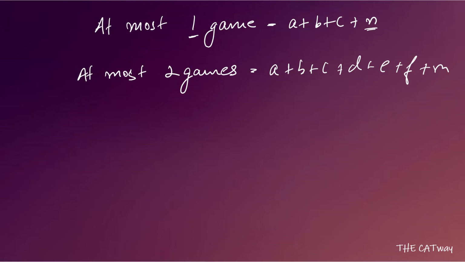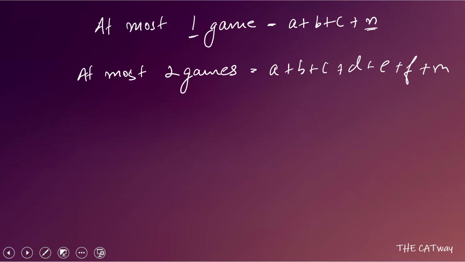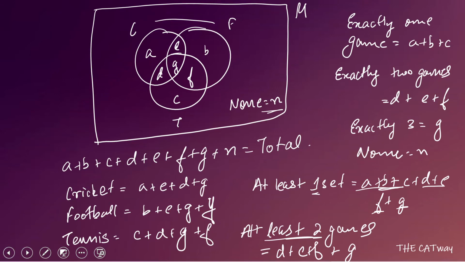So now let's move further. Now there are a few more points which we need to know. Now if we are going to talk about people who play cricket and football, so let's write it here. If it is said that cricket and football, we would be adding e plus g. Cricket and football, because you can see here that these are the people who are playing cricket also and football also. They are in both of them.